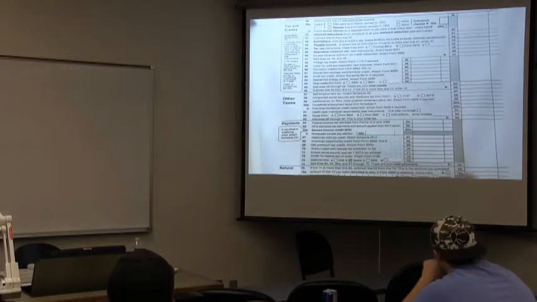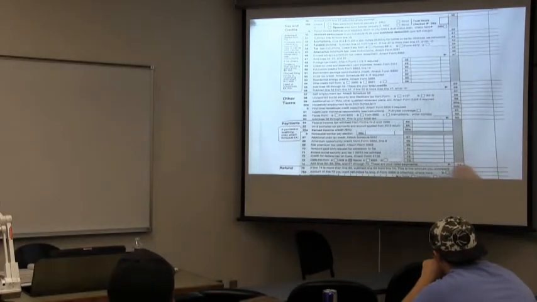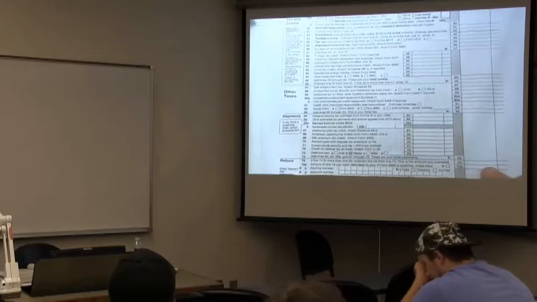And then this is the amount of payments that you've made in line 74. Line 63 is your total tax. So you're going to subtract out line 74 from line 63 to get either the amount that should be refunded or the amount that you owe.